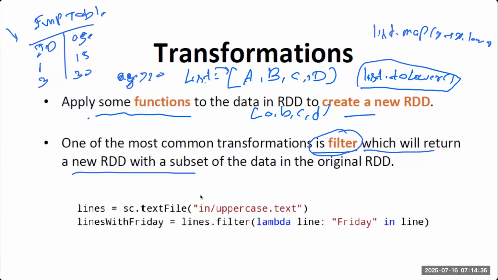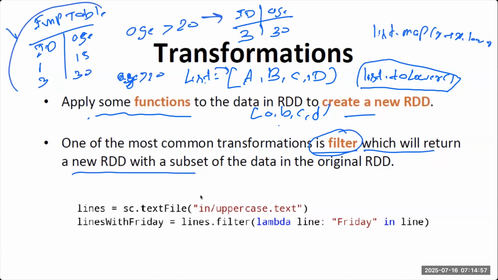Once I apply the filter of age greater than 20, I will get a new RDD out of it, where my result will have just ID 3 and age 30. So this is another RDD. Once we perform any transformation like filter, it will return you an RDD. This is one RDD, and after transforming, we get another RDD, right?